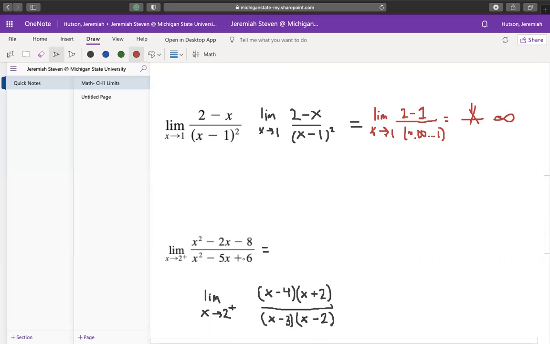You can do the bottom as x minus 6, x plus 1, and then the top's basically going to be x minus 4, x plus 2. Or you can do x minus 3, x minus 2 on the bottom. So there are two ways to factor it. It doesn't really matter either way; you're going to get the same result. I chose the latter method. So x minus 3, x minus 2 on the bottom, then x minus 4, x plus 2 on the top.